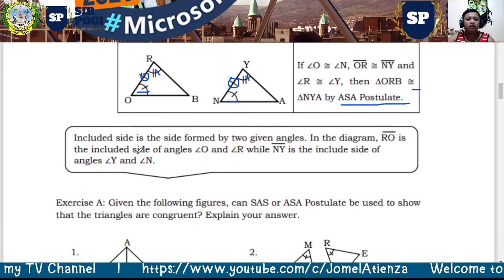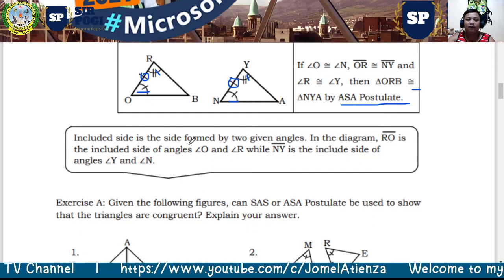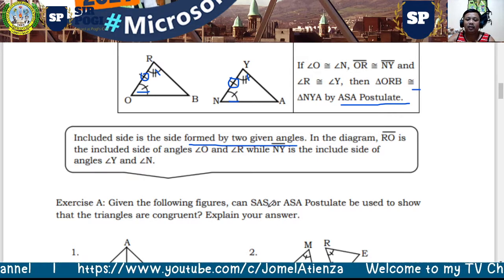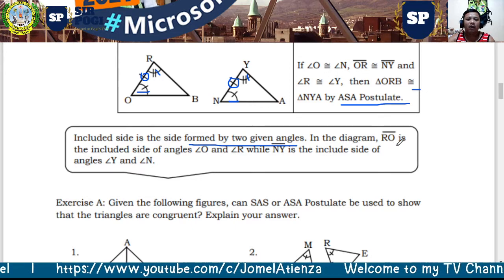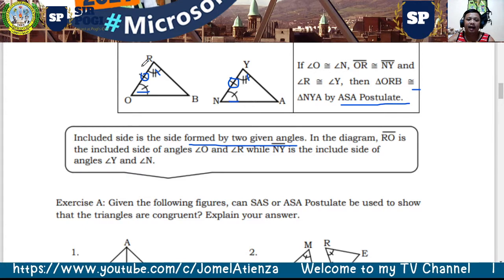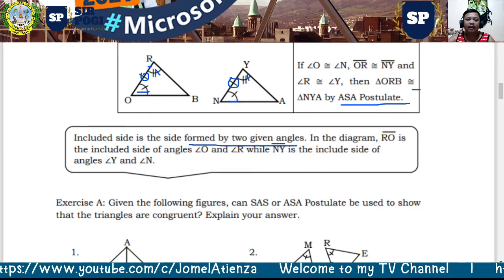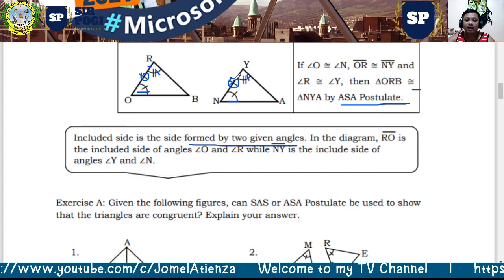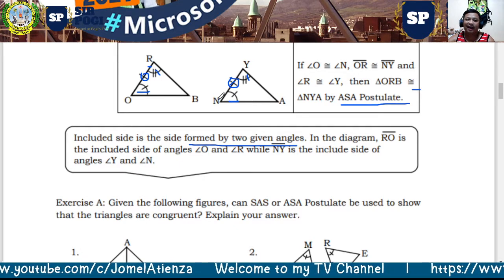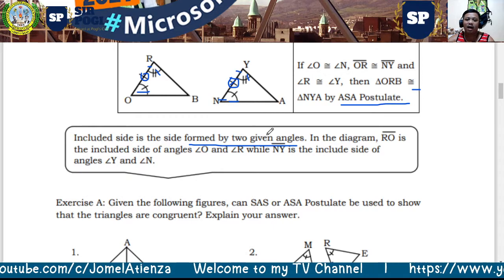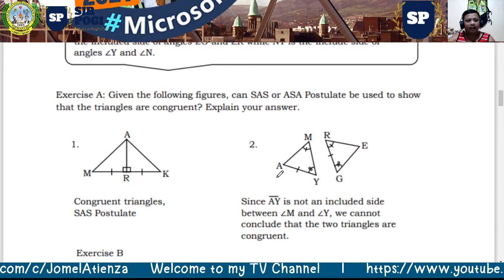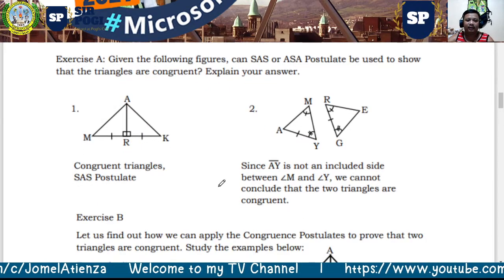So, the included side is the side formed by two given angles. So, in the diagram, RO is the included side of angle O and angle R. And then, NY is the included side of angles Y and N. So, ginigit na siya ng dalawang angle na yon. Okay? So, let us have an exercise.